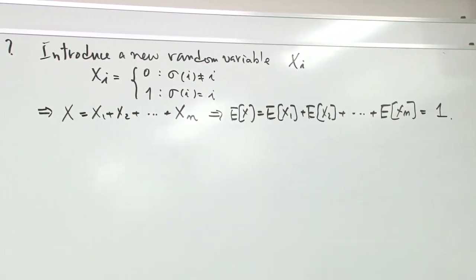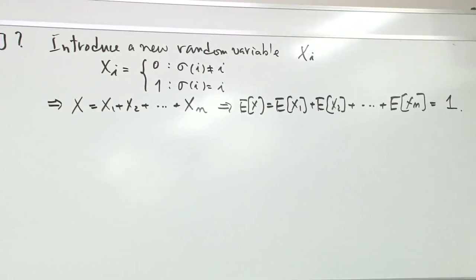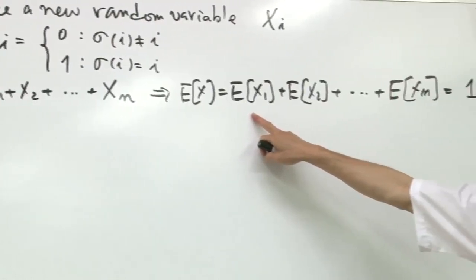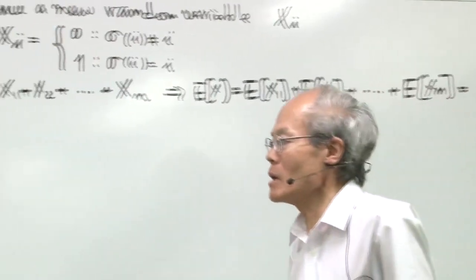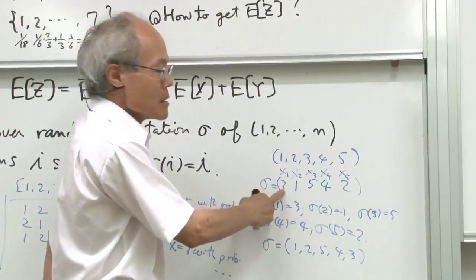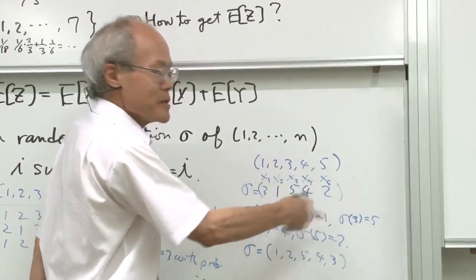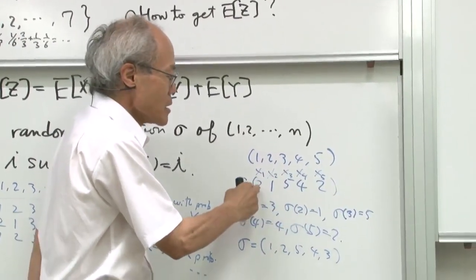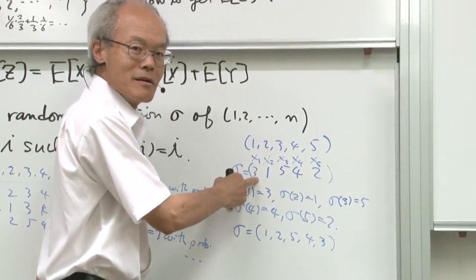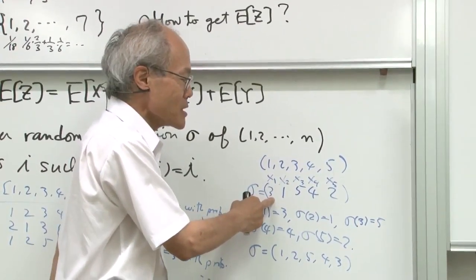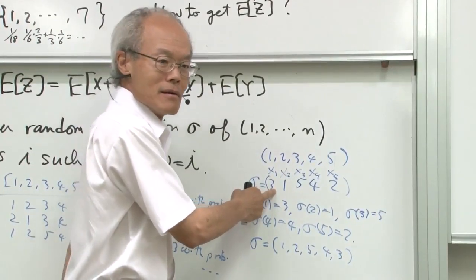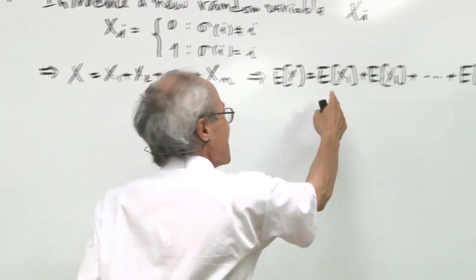Why? Because what is the expected value of x1? If you think about all random permutations, then all of 1 through 5 come here with equal probability, right? So the probability that 1 comes here is 1 over 5. That is, this value is 1 over n.